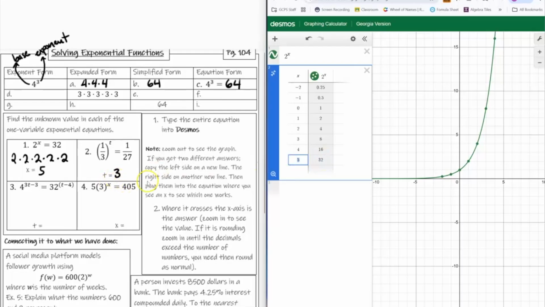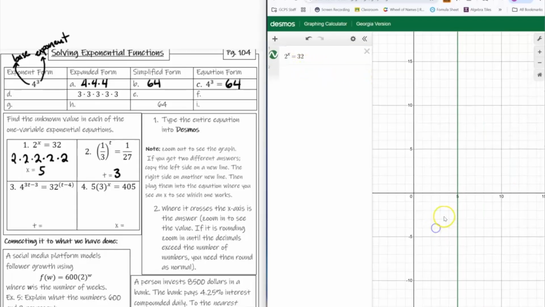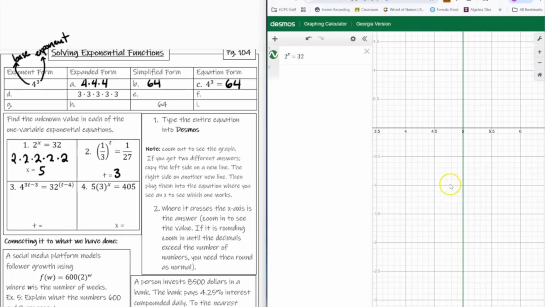And that's fine if it's a whole number. However, what I want to teach you, and what I focus on today, is if it's not a whole number. You can actually just tell the calculator, hey, I want the exponential form to equal 32. I want this output to equal 32. And what you're going to find is it's going to cross the x-axis one time.